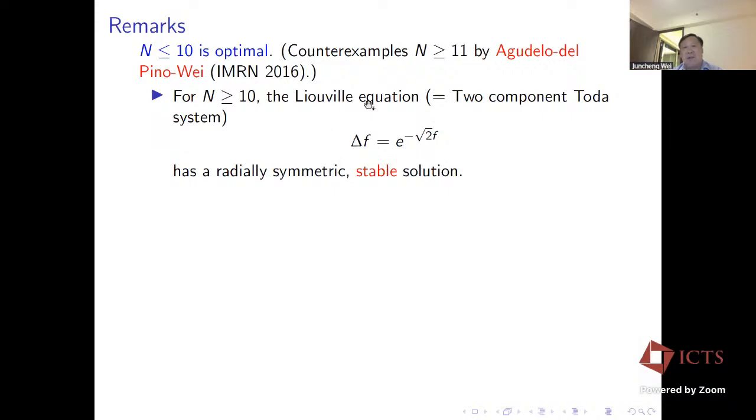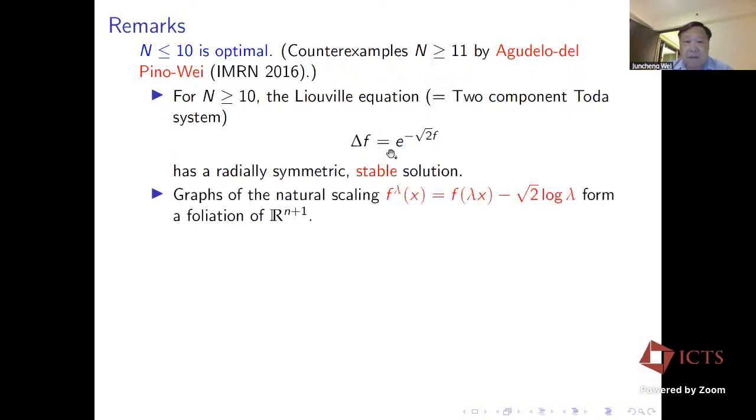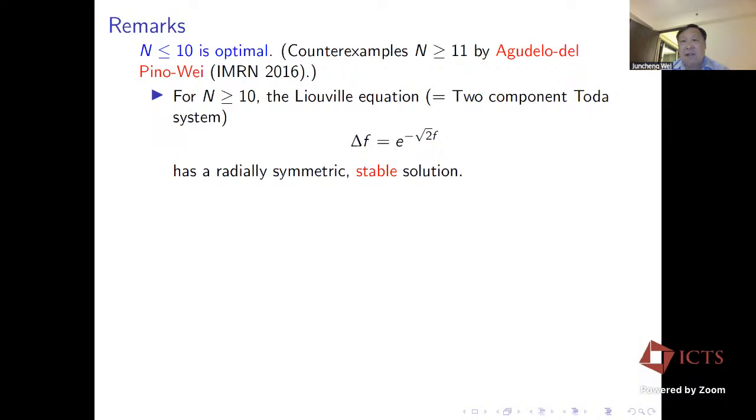So we use the stable solution for the null in dimension 10 or higher, plus the Green method, to construct a stable solution in R^11 with multiple layers. Okay, so let me now explain why the stable solution for the null is related to the theta alpha estimate.